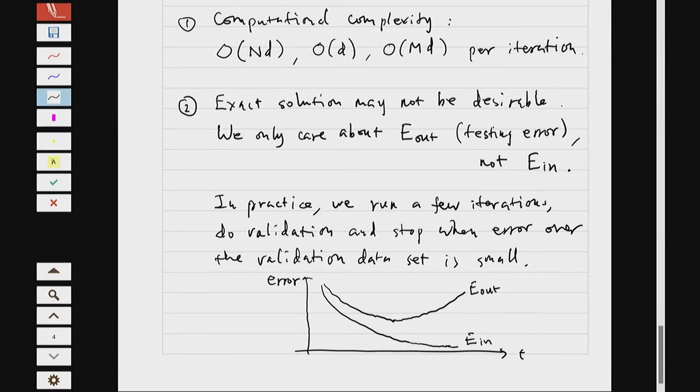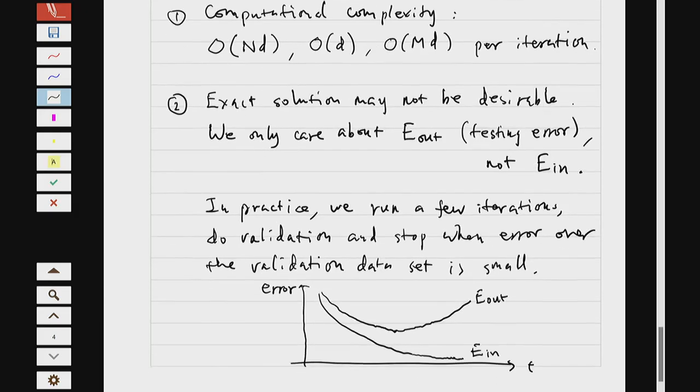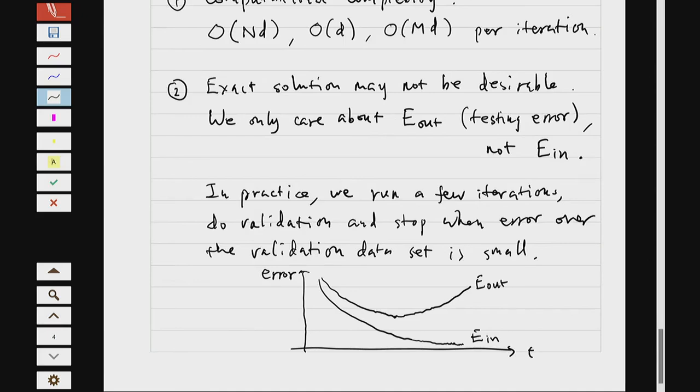So my pen is not working. Come on. I don't know what's wrong with it. Where's my backup?